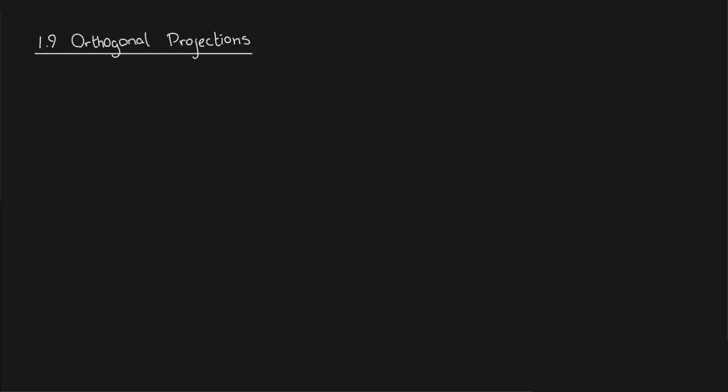In this section, we're going to talk about orthogonal projections. Now, to motivate this section, let's suppose that we have some vector v, some two-dimensional vector v, which means that we can express v in terms of two components. Let's call them v1 and v2.